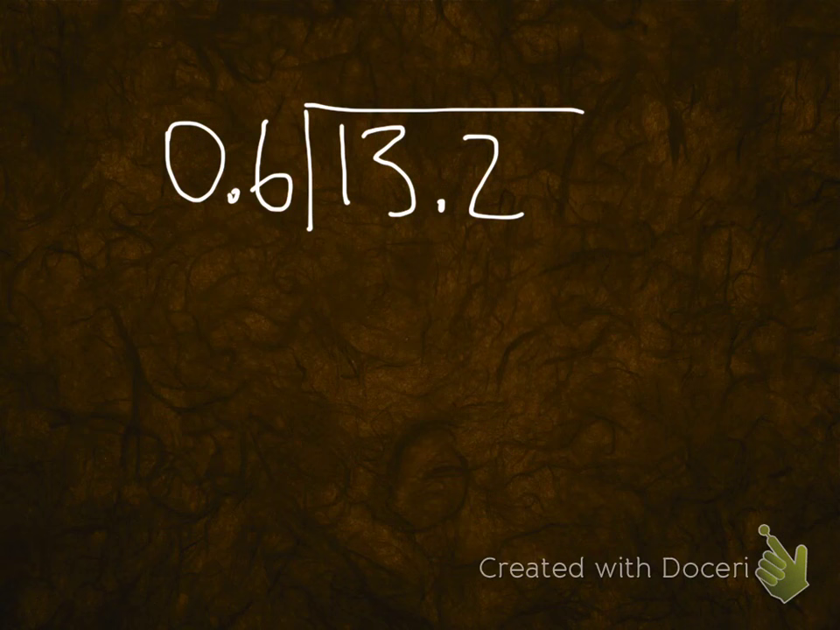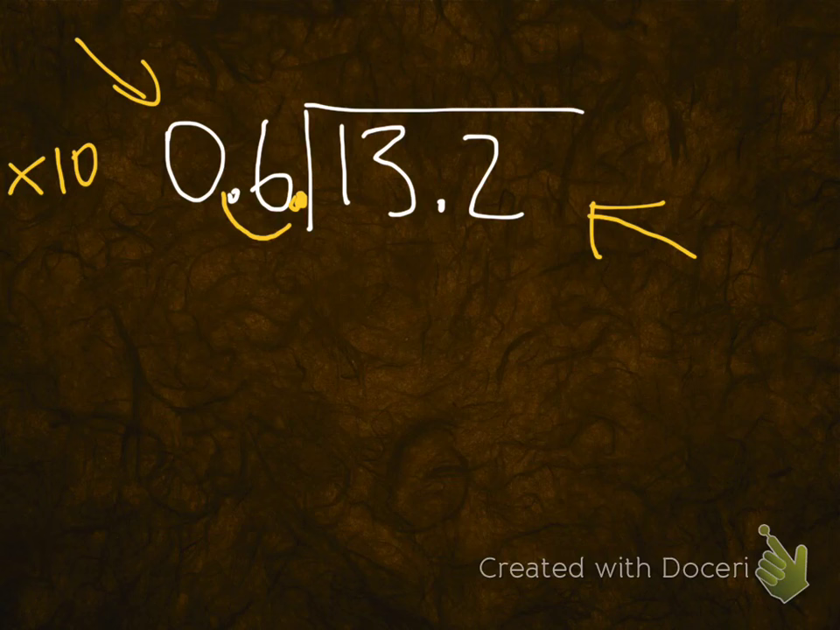Now, if we have 13 2/10 divided by 6/10, what we want to do is take this 6/10 and make it a whole number. And we know if we multiply that 6/10 by 10, that decimal will move over one place, and now that 6 is in the 1 wholes place. Now, since we multiplied the divisor by 10, we would have to multiply the dividend by 10 in order for us to get the same exact answer.